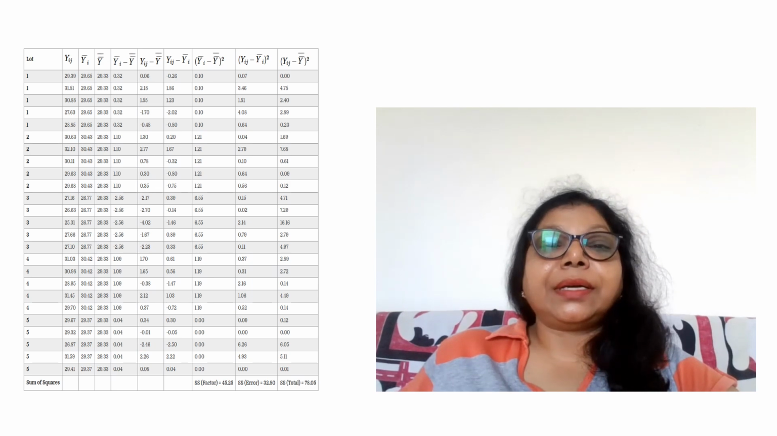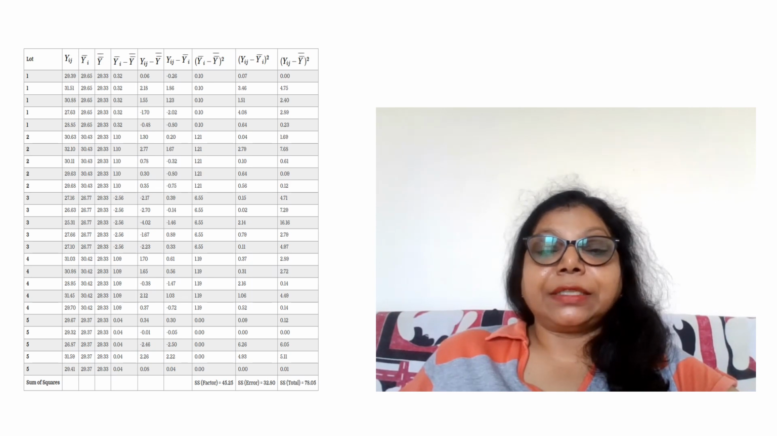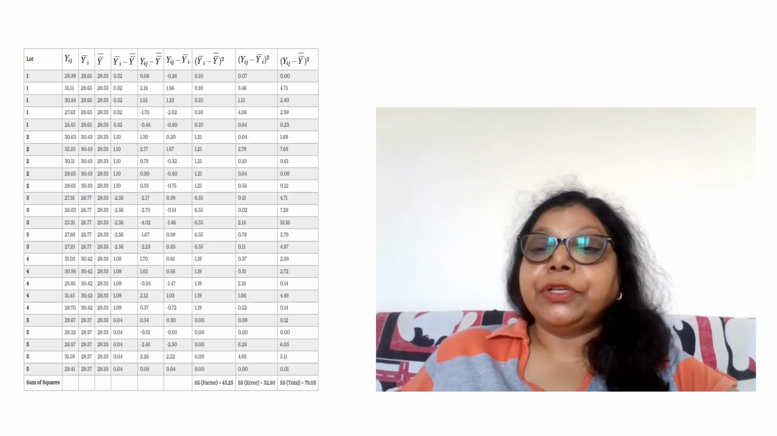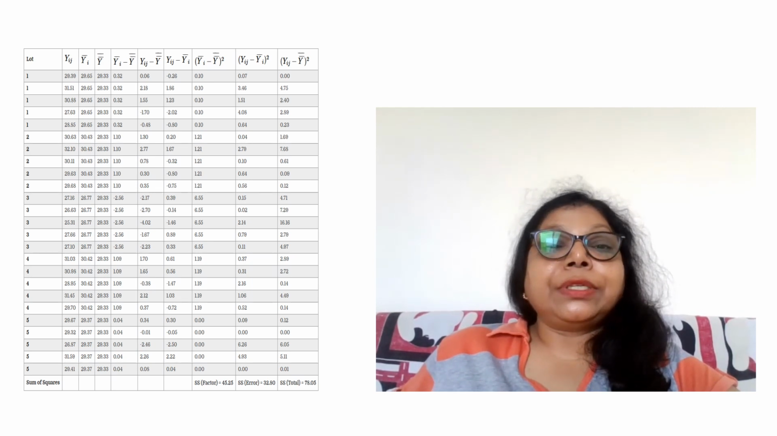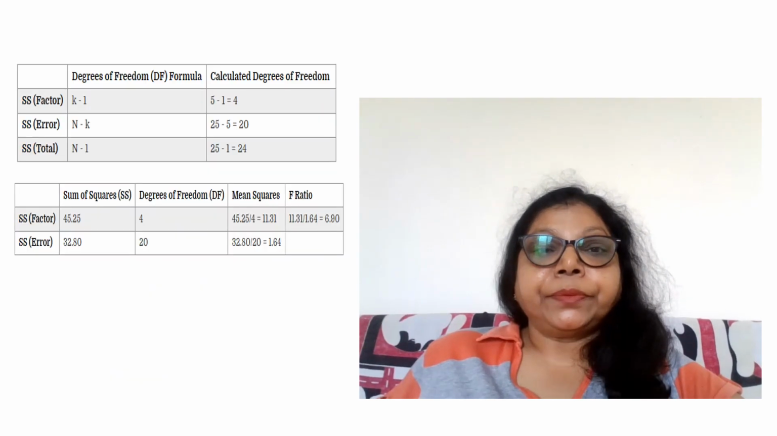So here is the ANOVA table, sum of squares, and we can see the SS of the factor is 45.25, and SS of the error is 32.80, and SS of the total is 78.05. So this is how the calculations are done in the table.